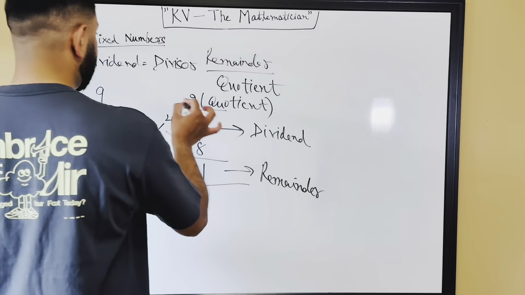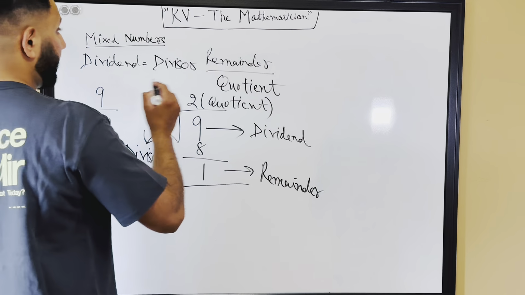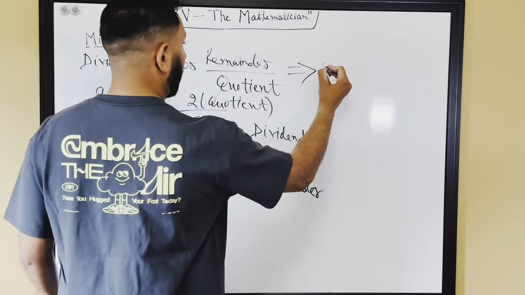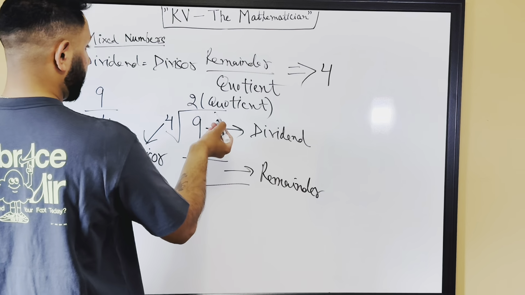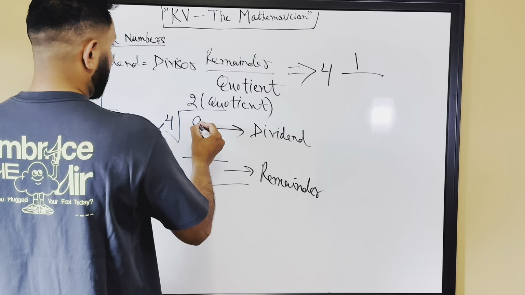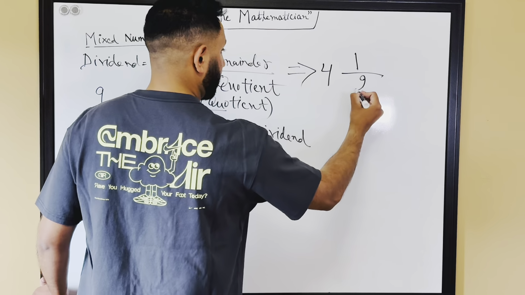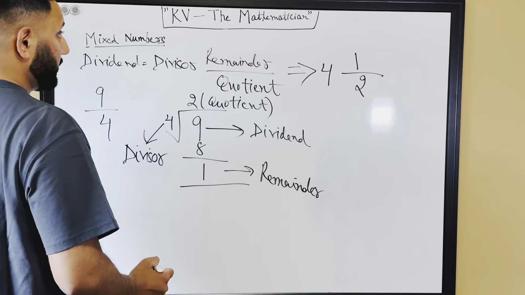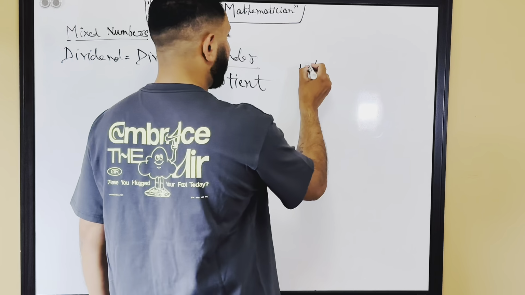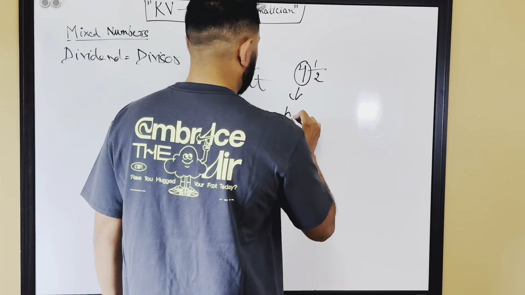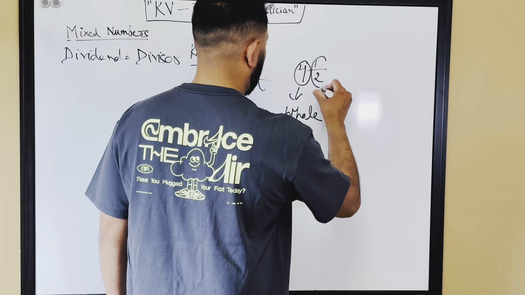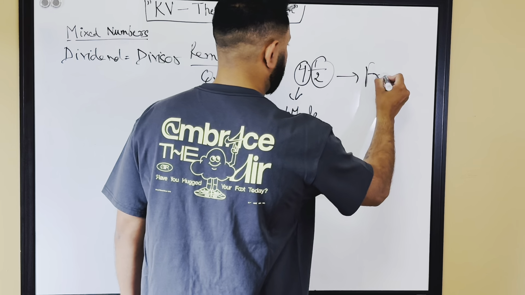So if we put these values in the template here, the divisor is 4 and the remainder is 1 and the quotient is 2. So here 4 is a whole number and 1 over 2 is a fraction.